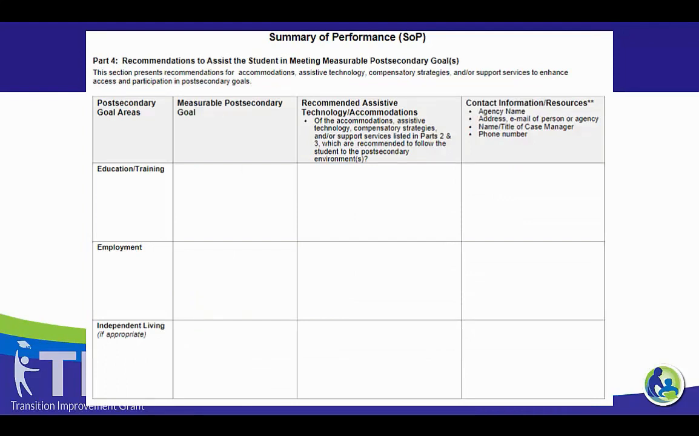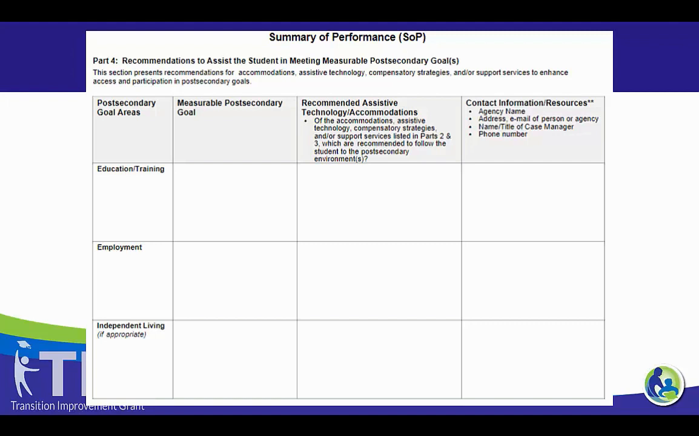To complete Part 4 of the Summary of Performance form, the recommendations, complete the following steps. Step 1. Consider the accommodations, assistive technology, etc. used by the student while he or she was in high school. Which of these should follow the student into the post-secondary environment? Those necessary accommodations, assistive technology, strategies, and support services should be listed in the middle column on Part 4.